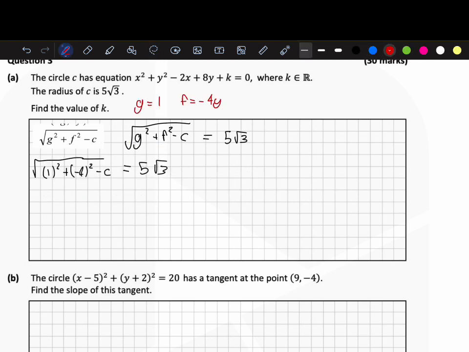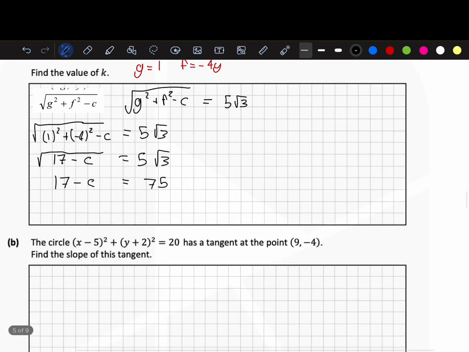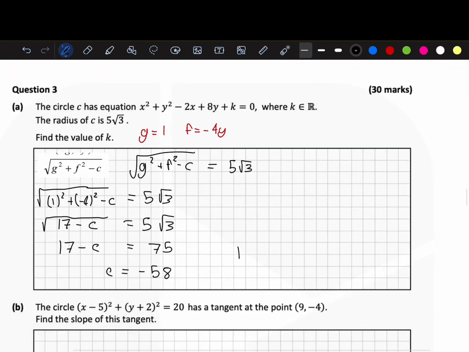So now that I've tidied all that up, how do we get rid of this? Well, we're going to square both sides. Inside this bracket, first of all, if we simplify it, we're going to have 17 minus c is equal to 5 root 3. Square both sides, we're going to get 17 minus c is equal to 75. Then we're just going to bring the c over here and the 75 back over here. So then we're going to end up with c is equal to minus 58. So in this case, we know that k is equal to minus 58. And that's going to be your answer.